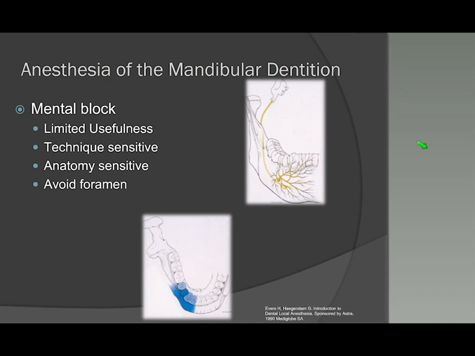Mental block can be very helpful if you're working in the first premolar canine area and you don't want to give a mandibular block, or maybe you're working on all of the anteriors and you don't want to give bilateral mandibular blocks. You can give mental infiltration here. It has limited usefulness. It is somewhat technique sensitive. Generally, I'll use a quarter to a half carpule of septicane for this injection. Try to give that medication just over the mental foramen. I don't try to traverse the foramen on any of these injections, and it works quite well.